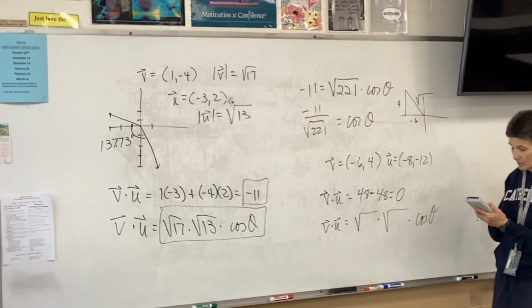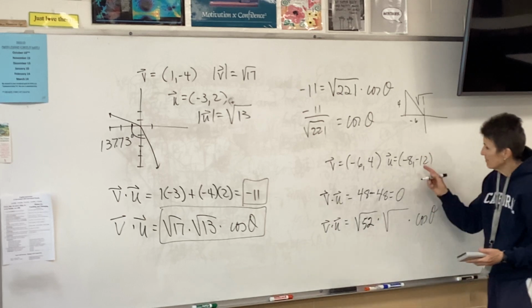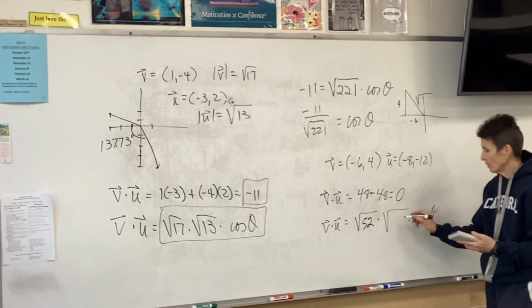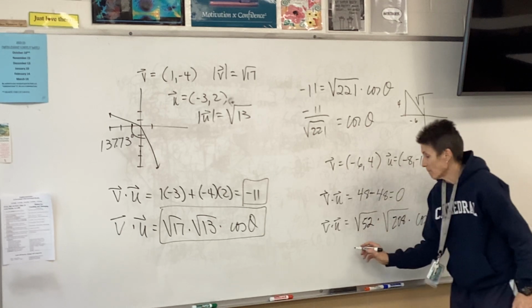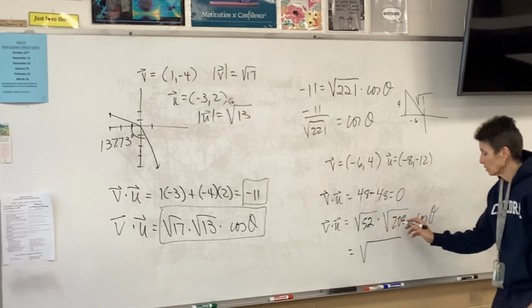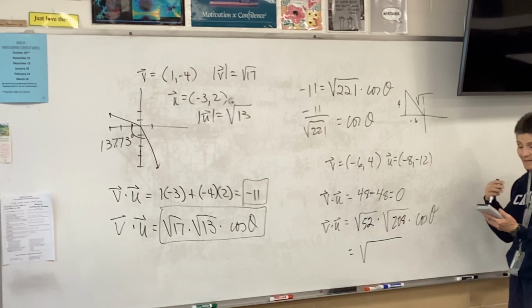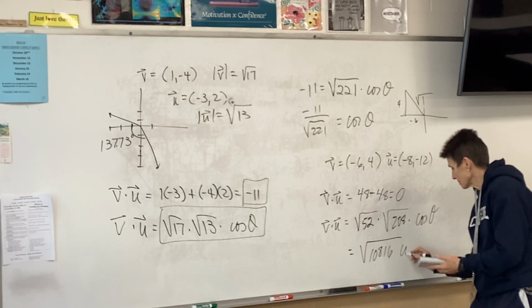Okay? So 36 plus 16, 52. And then here, 64 plus 144, 208. I'm not worried about simplifying those. For my own sake, I do like to multiply those together, so I only have one radical. Makes it easier for me to type in 10816.